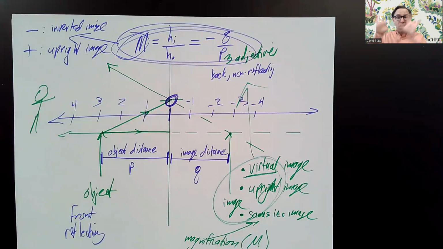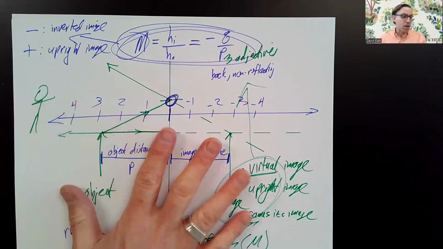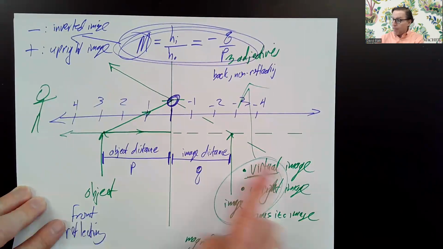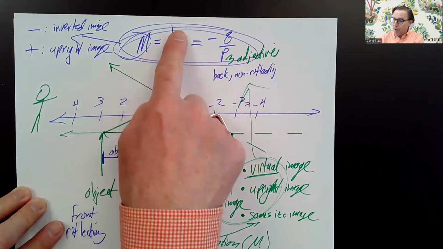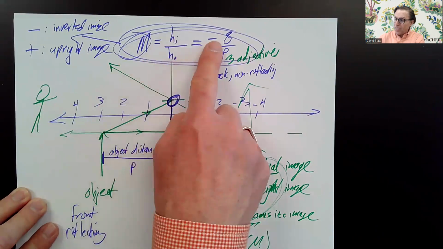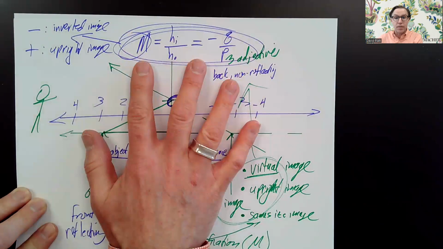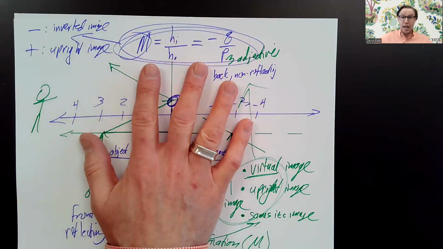Okie dokie. So that's all the stuff I wanted to say about a flat mirror and how that flat mirror produces an image. This equation, M equals positive HI over HO equals negative Q over P, is very, very, very important. This equation is true for flat mirrors.